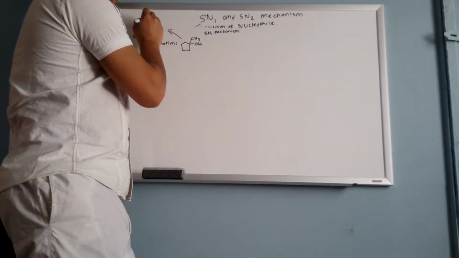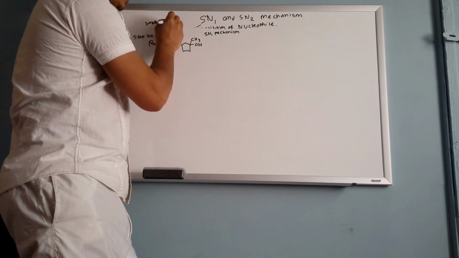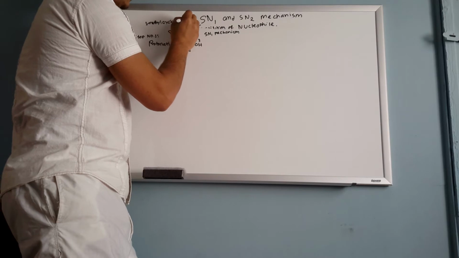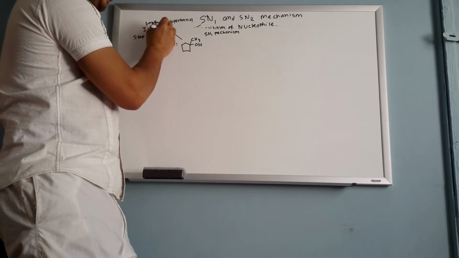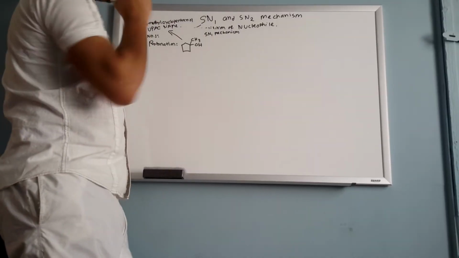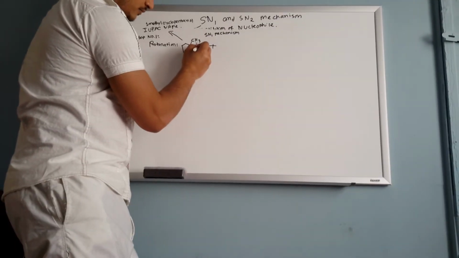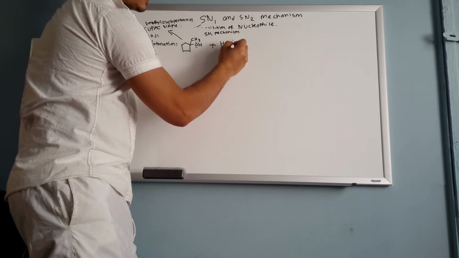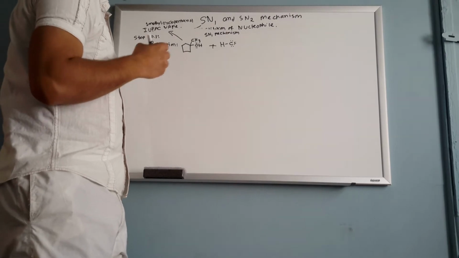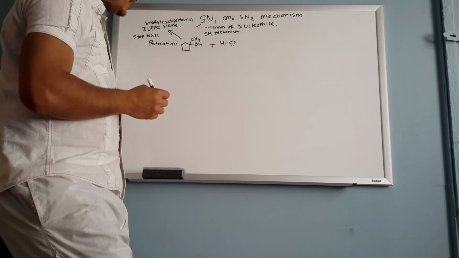What is the name of this one? The IUPAC name is 1-methylcyclopentanol. If it reacts with hydrochloric acid, for example, it can be hydrobromic, hydrofluoric, hydrogen iodide, anything. So the first step is protonation.